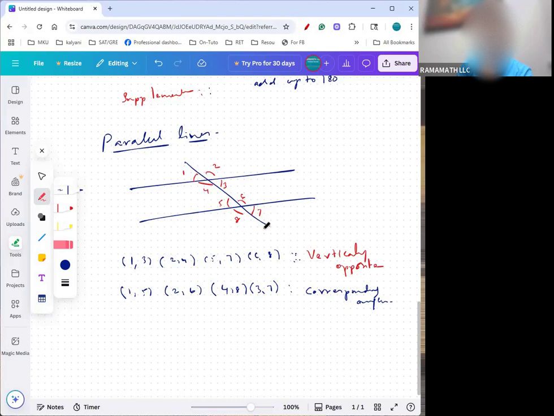Next, angles 3, 4, 5, 6. These angles are called interior angles. These are interior, and whatever the outside part is, is the exterior.